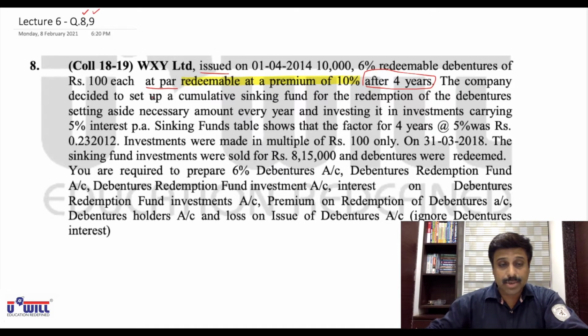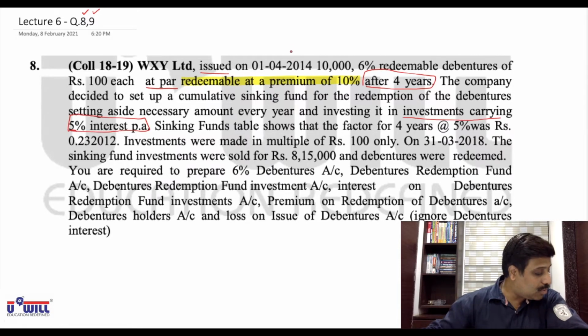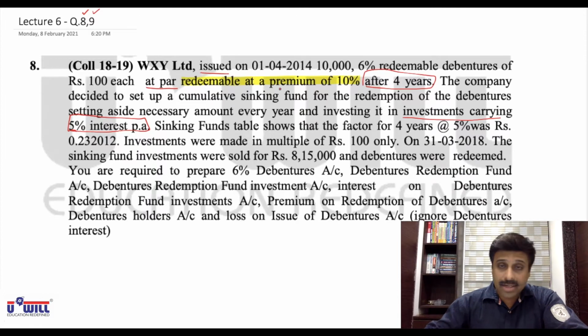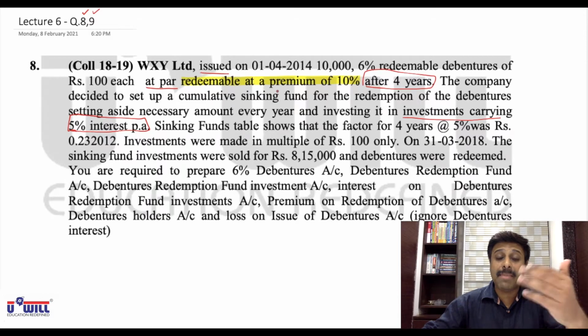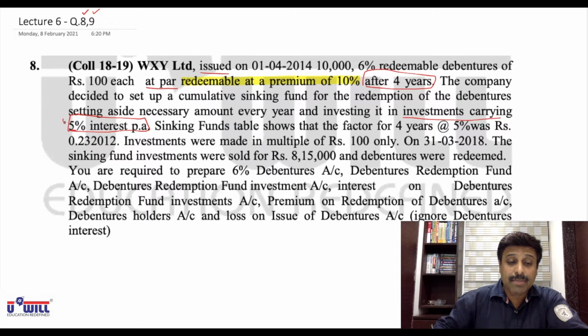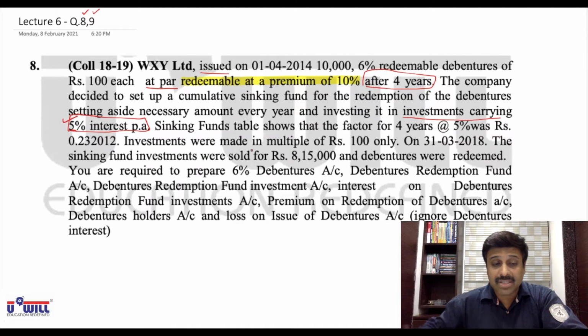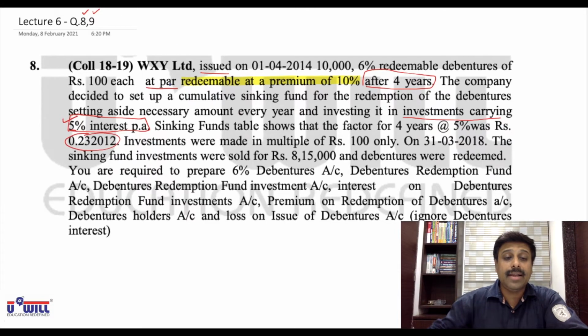The company decided to set up a cumulative sinking fund for the redemption of debentures, setting aside necessary amount every year and investing it in investments carrying 5% interest per annum. So this I discussed with you last lecture also, that interest you will count every year on the opening balance of investments. Sinking fund table shows that factor for 4 years at 5% was 0.232012.